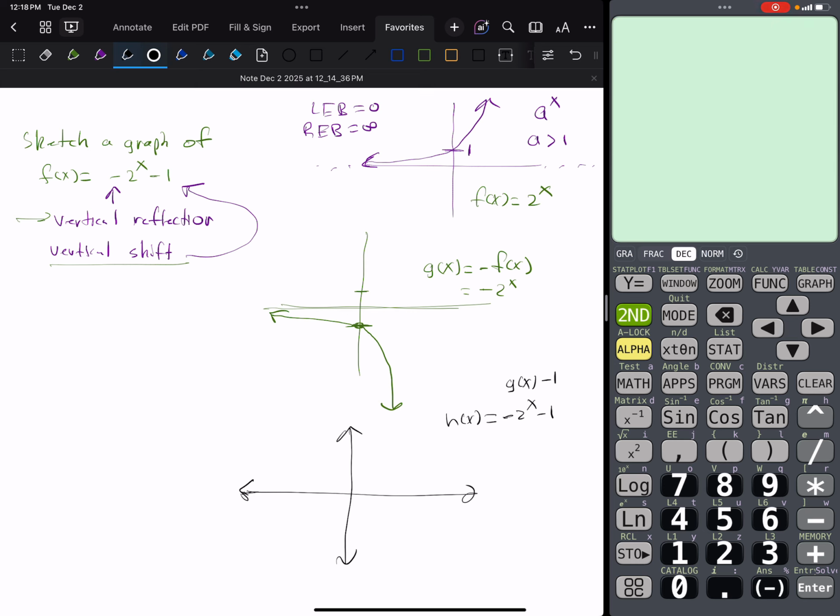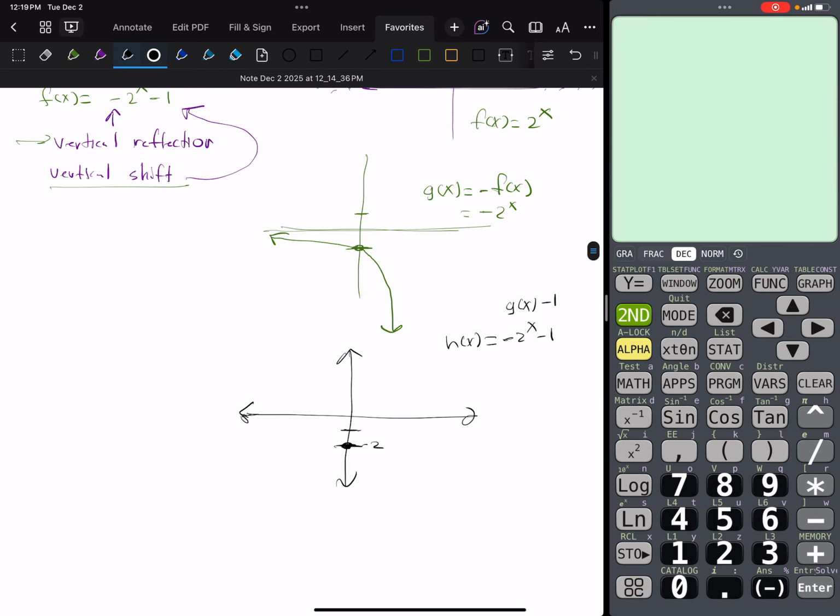And so what that's going to do is take this sketch and shift it down by 1, because it's going to take all the y values and take 1 away from all the y values. And so where I was at negative 1 for my y-intercept, now I'm going to be at negative 2 for my y-intercept. And where I did have a horizontal asymptote at y equals 0, now I'm going to have a horizontal asymptote at y equals negative 1. And so my sketch will end up looking something like that.